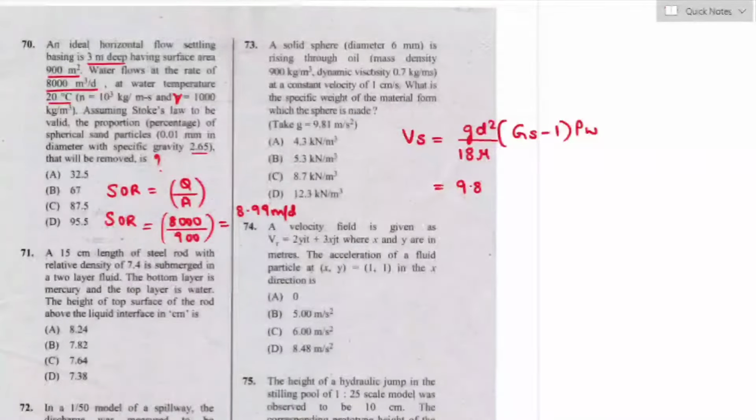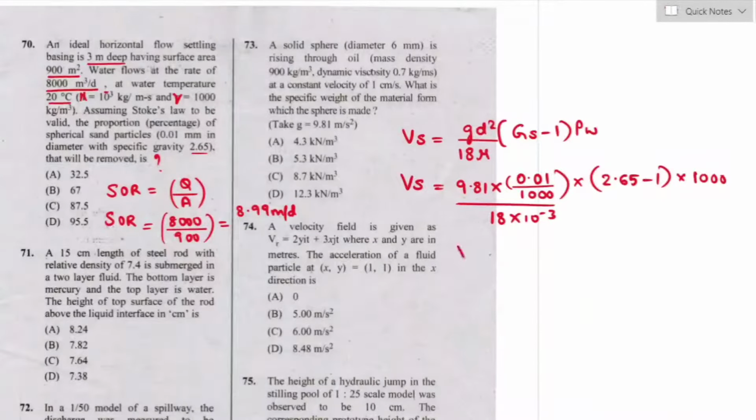So g is the acceleration due to gravity, d is the diameter of the spherical particle, 0.01 mm. So to convert it into meter, 0.01 divided by 1000. Gs is the specific gravity of the particles, so it is given as 2.65. Unit weight of the water is 1000 kg per meter cube, so 1000 divided by 18 into mu, the coefficient of viscosity, 10 to the power of minus 3 kg per meter second.